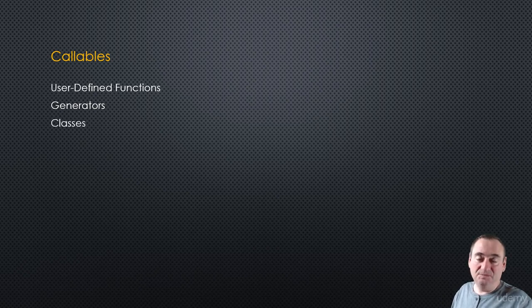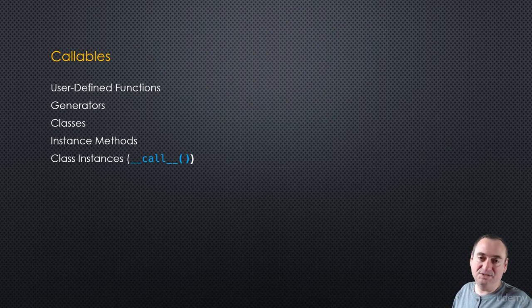Then we have classes themselves. Classes are callable. We have instance methods, which are just functions, but they're inside a class. So they become instance methods once the class gets instantiated. We also have class instances that are actually callable. You can define this method here, dunder call dunder, that allows the object or the class instance to become callable. And we'll get into that again in a lot more detail in the object-oriented section.